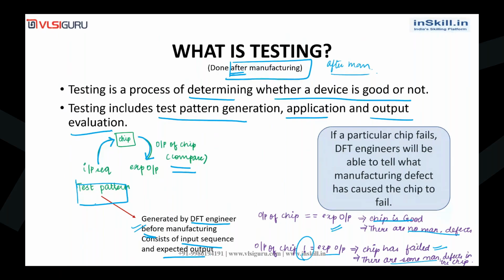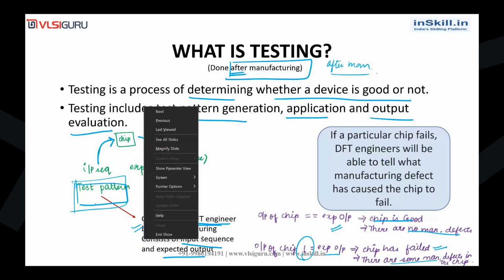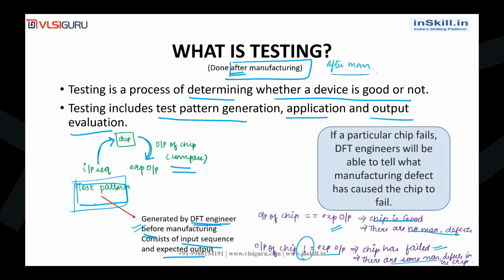So here, the test patterns are generated by the DFT engineer before manufacturing, and they consist of the input sequence and expected output. At the time of testing, the input sequence will be applied onto the chip, and the output of the chip will be compared with the expected output. If equal, the chip is good, with no manufacturing defects. If not equal, the chip has failed and there are some manufacturing defects.